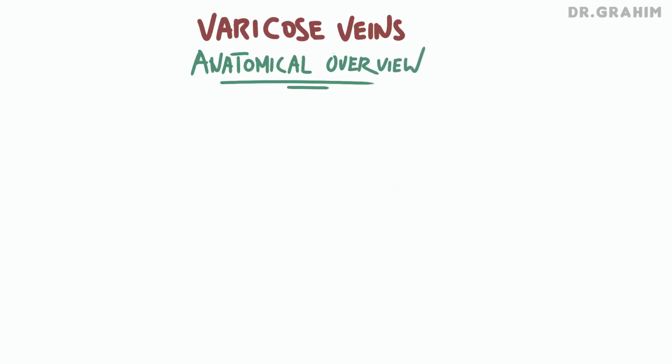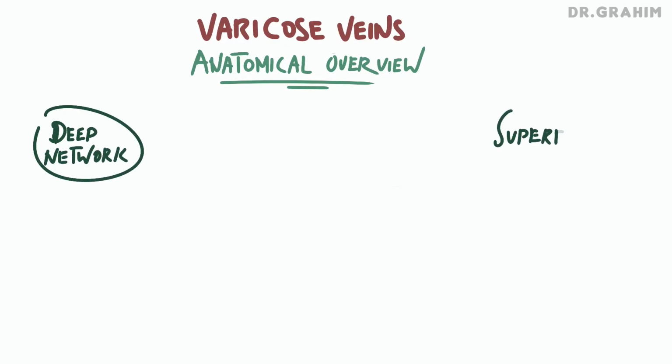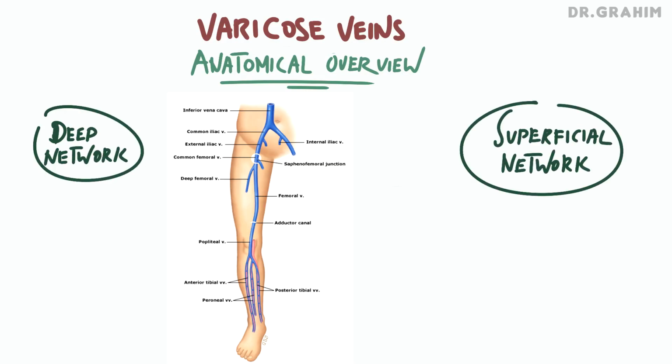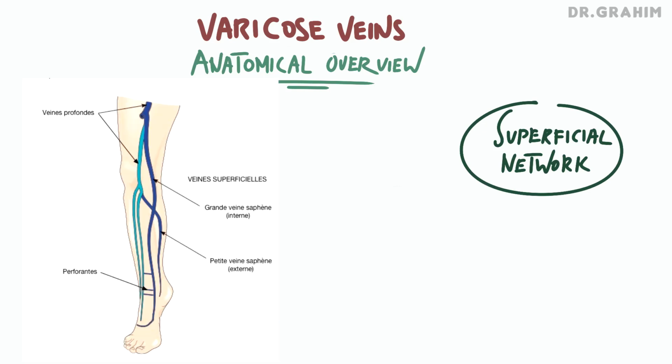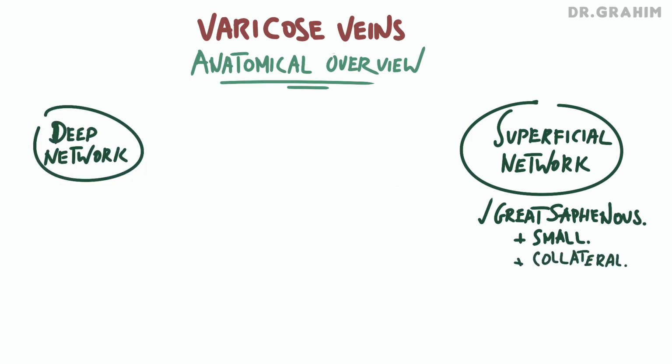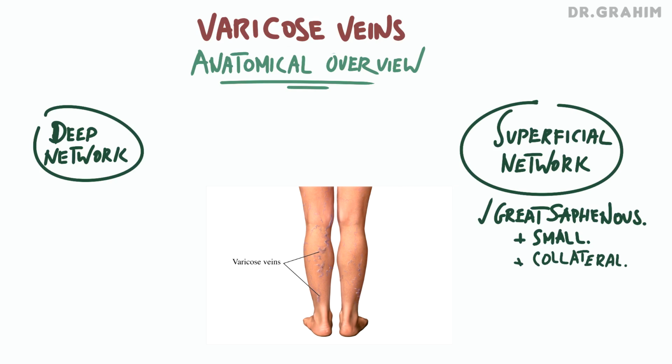The venous system of the lower limbs consists of two distinct networks, the deep venous network and the superficial venous network. The deep venous network follows the arteries and is located deep within the tissue. However, the superficial venous network, found just under the skin, includes veins such as the great saphenous vein, the small saphenous vein, and their collateral veins. These veins become visible on the surface of the skin, especially when they are dilated or varicose.